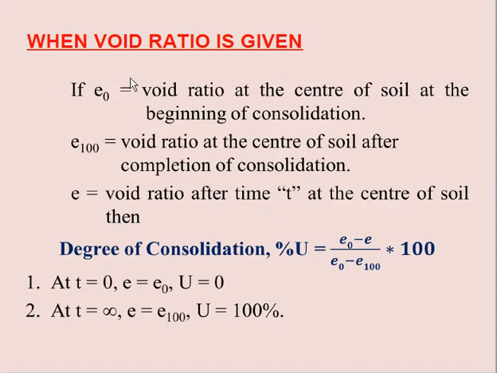If these three parameters are given, that is, void ratio at the beginning E naught, void ratio after completion of consolidation E100, and void ratio at any time t, E, we can calculate degree of consolidation by this equation: U is equal to E naught minus E divided by E naught minus E100, into 100. Usually it is represented in percentage, such as 85% degree of consolidation or 100% degree of consolidation, so we are multiplying by 100.